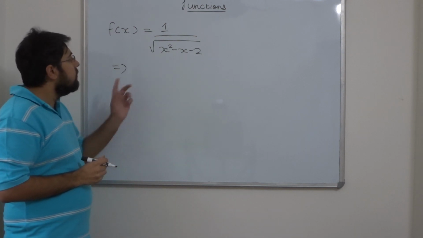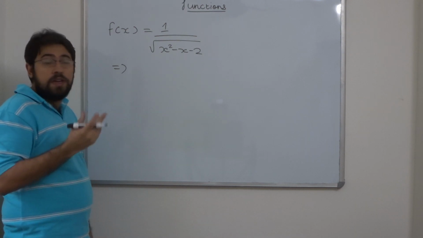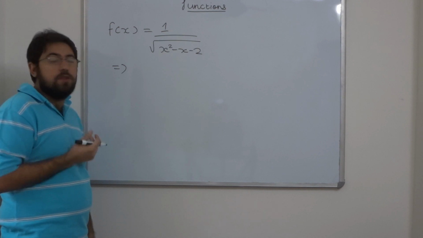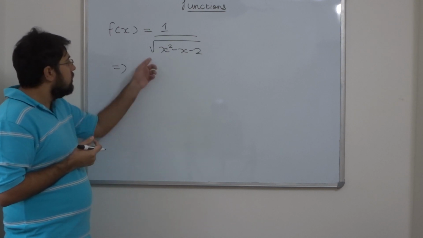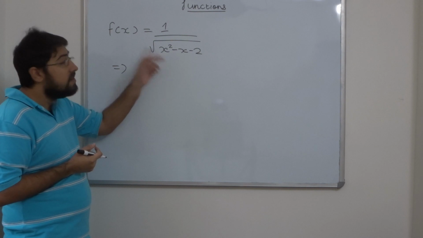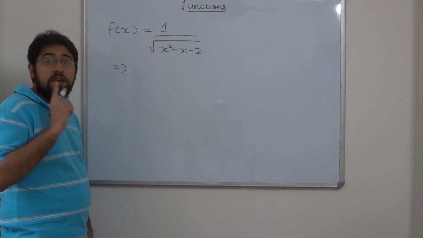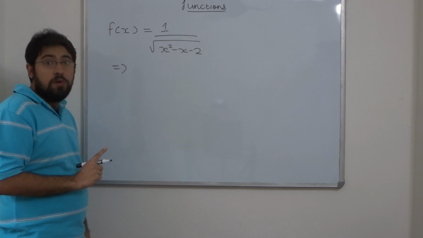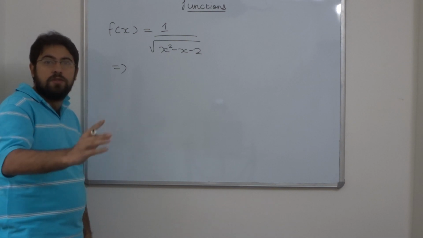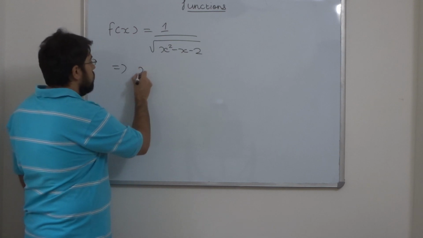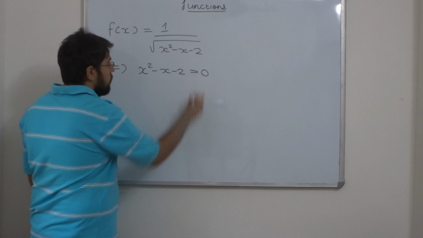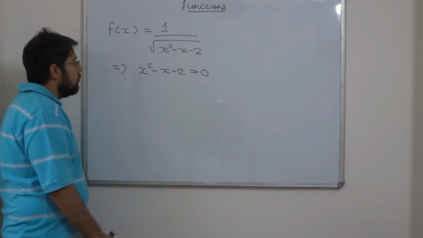In the previous question, what did we do? In the previous question, we took greater than or equal to 0. But this time we have an under root again, but this under root is in the denominator. So whenever there's an under root in the denominator, we always take greater than 0. We always inequate to greater than 0. Okay? So like this.